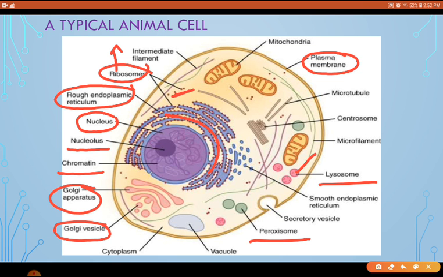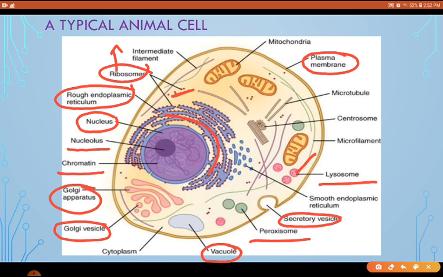And the peroxisomes are also the secretion containing bodies. These are also membrane bounded organelles, and in this the enzymes are present which are concerned with the metabolism of hydrogen peroxide. The next structure is the vacuole. Vacuole is a storage house of the cell in which the cell stores water, or it stores food, or it stores waste material.